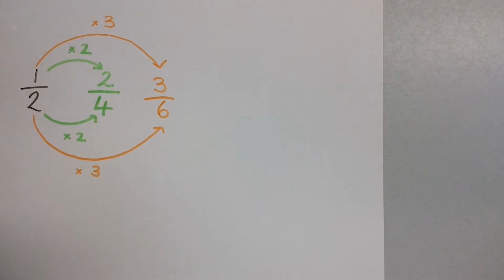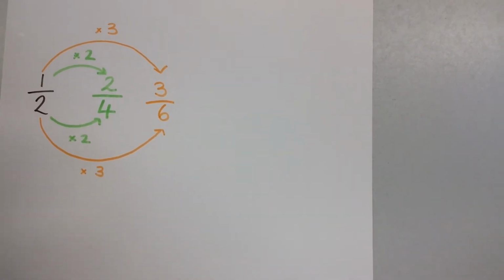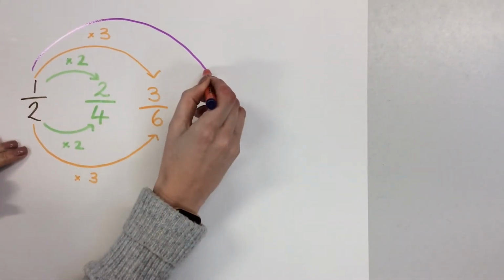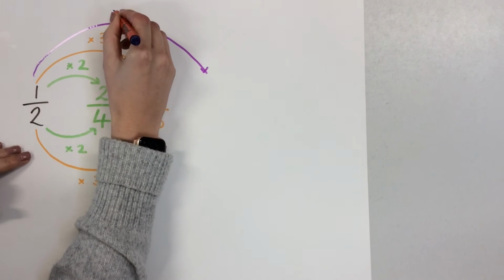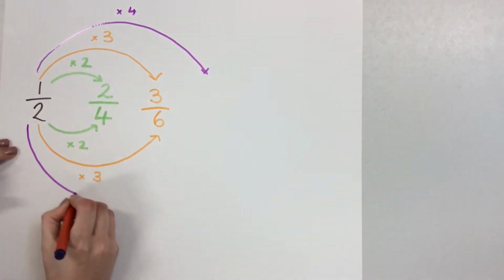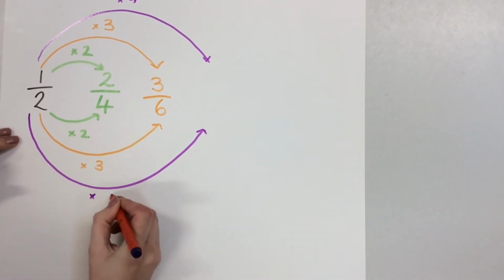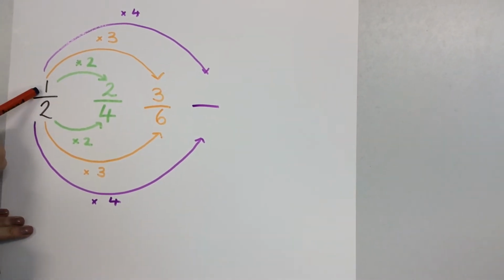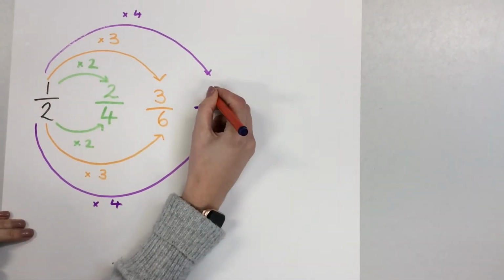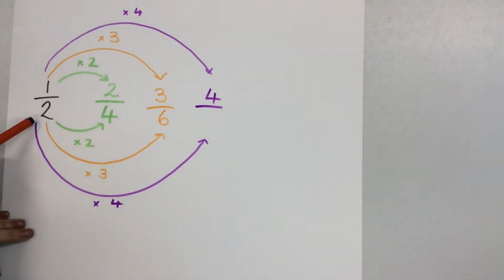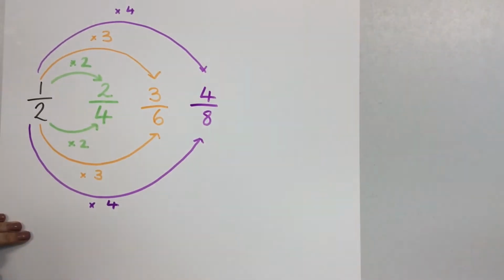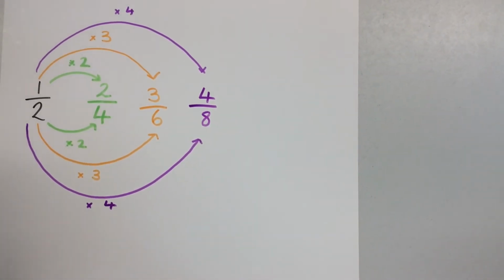Okay, I wonder if you can have a think. What will I times by next? I've done times by 2, times by 3, yep, you guessed it, times by 4. I'm taking up quite a lot of Miss Miskin's paper here. Right, so the next one, our numerator 1 times by 4 equals 4. Our denominator 2 times by 4 equals 8. 4 line 8, which equals 4/8. Oh, now you might keep going.